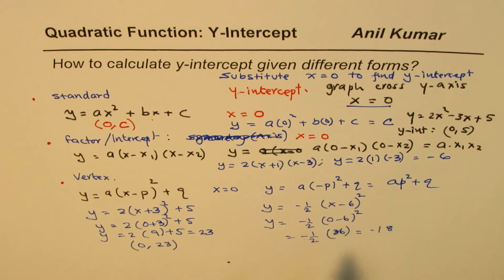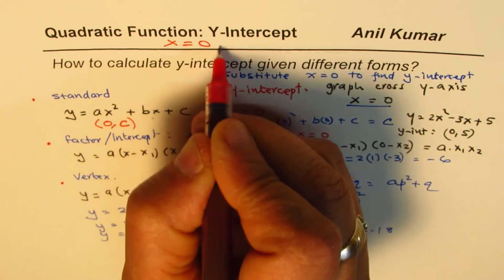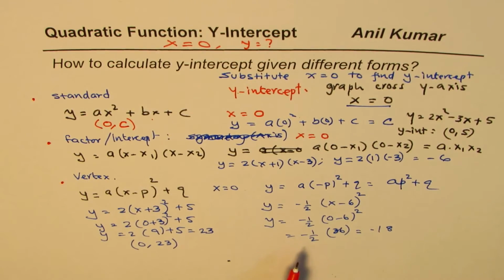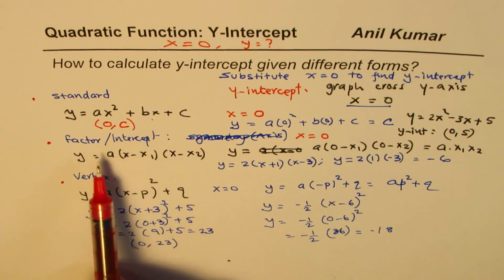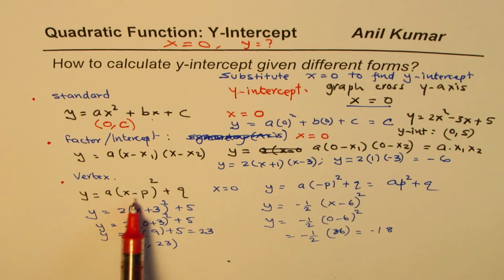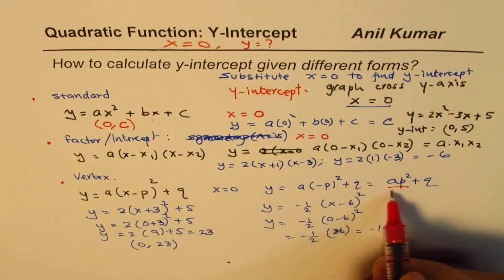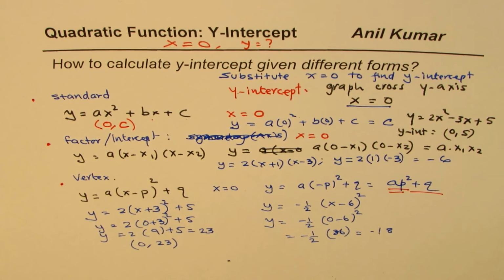So to find the y-intercept, you only have to substitute x equals 0 and find y. Simple as that. In any form, that is to be done. In standard form, you can read it straight away. In the factored form, just multiply all the numbers since x is 0. Well, that holds good here also, but don't forget to square the p terms, right? So that's kind of critical. Okay, and then you add q. So that is how you find the y-intercept given a quadratic equation.